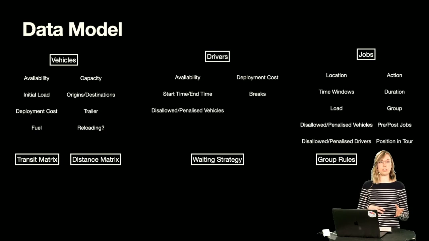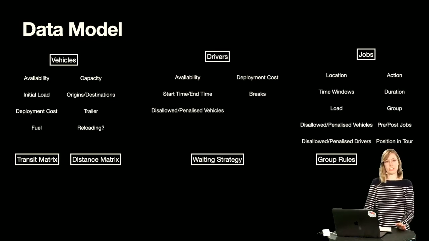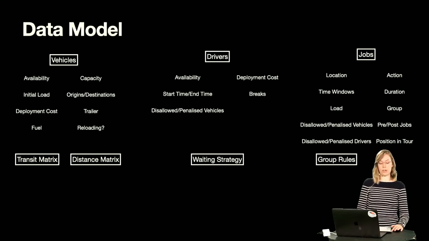For vehicles, we also have a transit and a distance matrix telling us how long it will take to go from this job and what the distance is. This gets computed in a different service. Then we have the drivers, who could have a start time, an end time, a latest start time, and also a waiting strategy for jobs. So if they want to wait for a job time window, and to what time they want to wait, if there is a cutoff at some point.